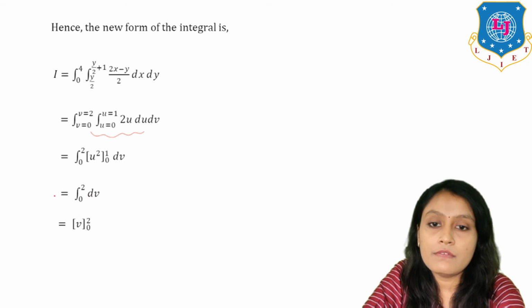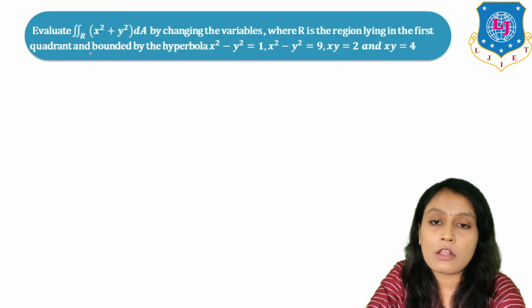Now again evaluate this integration, so you will get v, and the limits are 0 to 2. Again we substitute the limits, so you will get the answer of this integration as 2, by changing the coordinates to u and v. Now we will solve one more example.